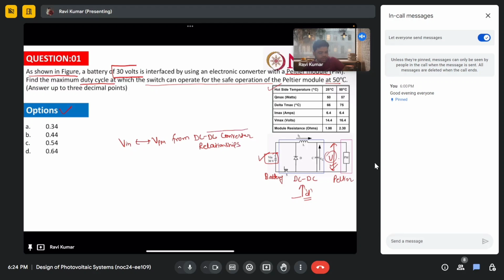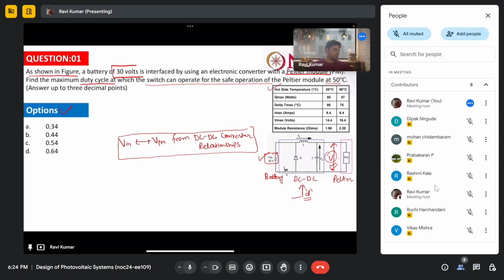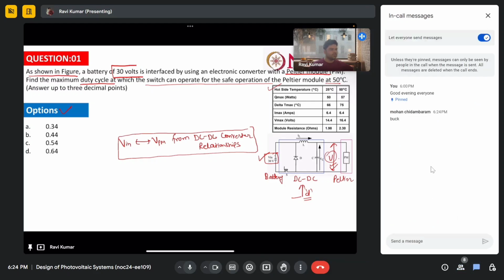So before that, what do you need to do? First, you need to understand which DC-DC converter is being used here. Which DC-DC converter is this? You can write in the chat box. If you don't know, it's okay. If you know, buck. Yes, Mohan, it is buck. Okay. So for this buck converter, what is the relationship between this V input and this V PM?